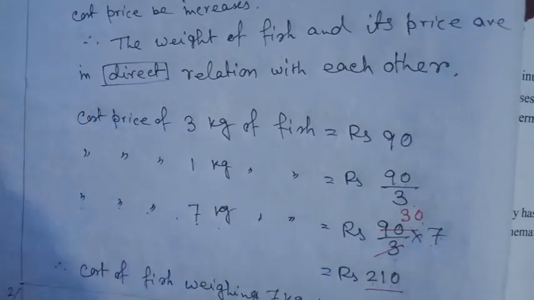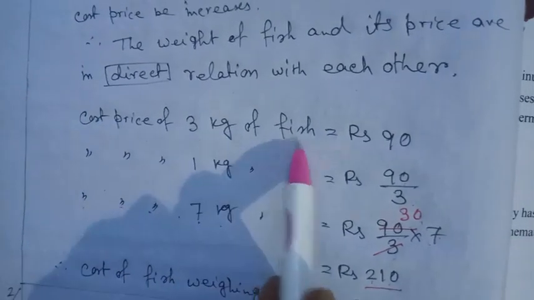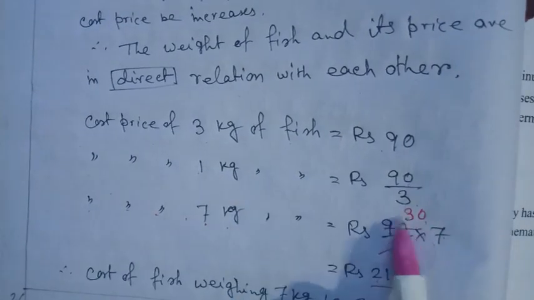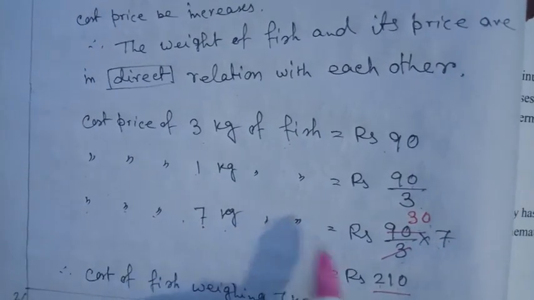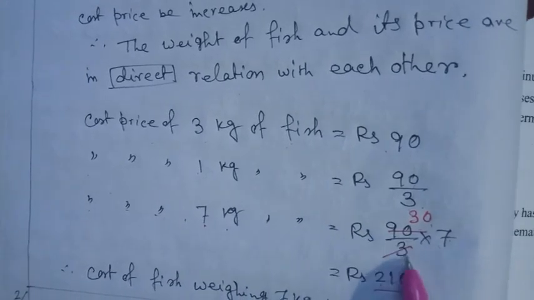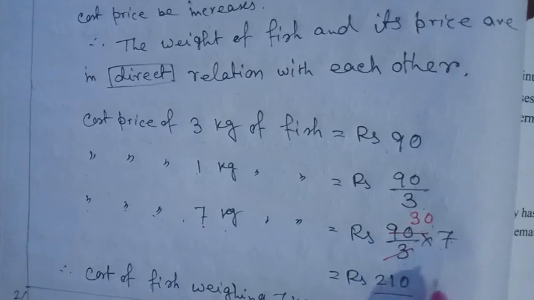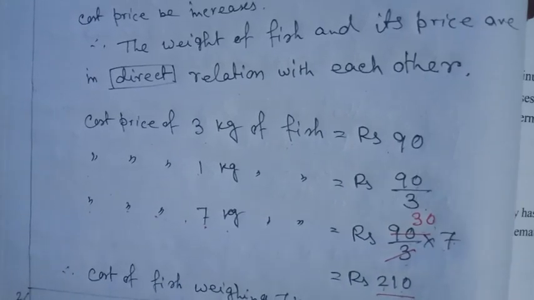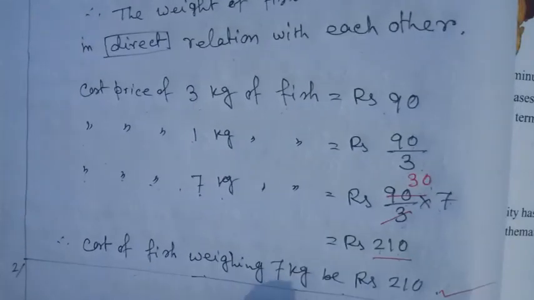Just unitary method. Cost price of 3 kg of fish is rupees 90. Cost price of 1 kg of fish is rupees 90 by 3. Cost price of 7 kg of fish is rupees 90 by 3 into 7. And 90 and 3 cancel out. 30 into 7 means 210. So cost price of fish weighing 7 kg is rupees 210.